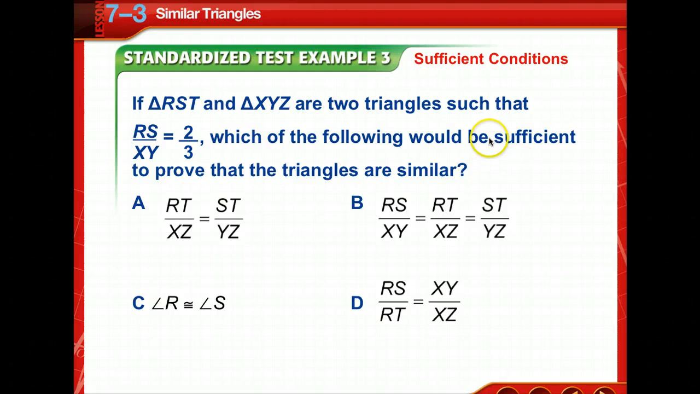So looking at example 3, if these two triangles are similar, and we're given that RS over XY is 2/3, which of the following would be sufficient to prove that the triangles are similar?